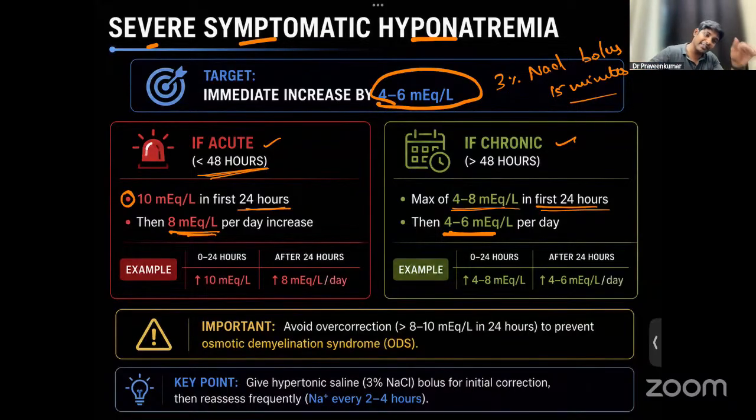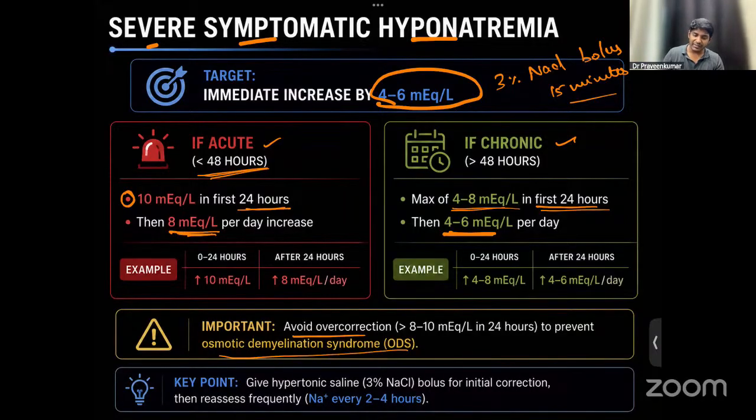How to correct the 6 milliequivalents, 8 milliequivalents is the next question. We'll see in the subsequent slides. But just know these values. These are extremely, extremely important values. So I request all of you to take a screenshot of it. Okay. So avoid overcorrection to prevent osmotic demyelination syndrome.